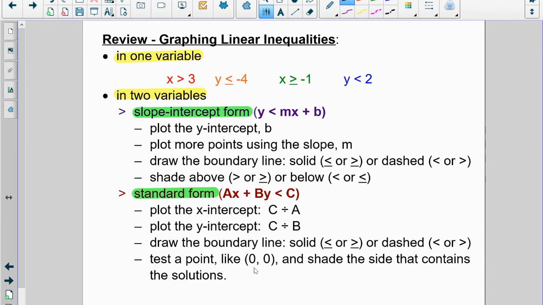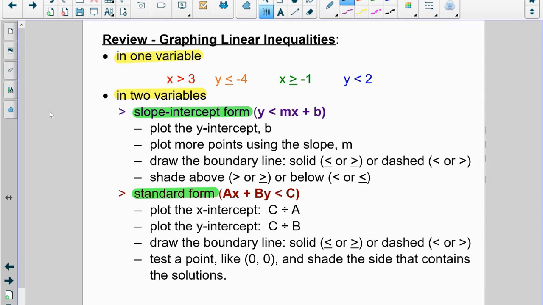So 0, 0 is probably the best point to use, as long as it's not immediately on the boundary line. If it is, pick something else like 1, 1, or even 1, 0 or 0, 1, anything that's not on the boundary, something that's clearly on one side of the boundary, because we shade the side that contains the solutions. So if 0, 0 is a solution to the inequality, we shade that side of the boundary line. If it's not a solution to the inequality, we shade the opposite side of the boundary line.